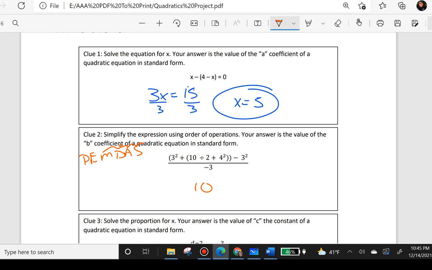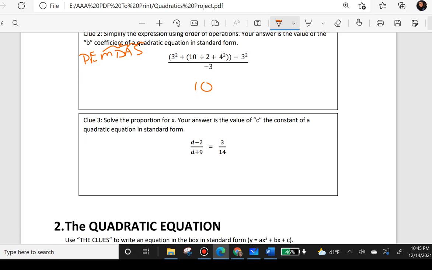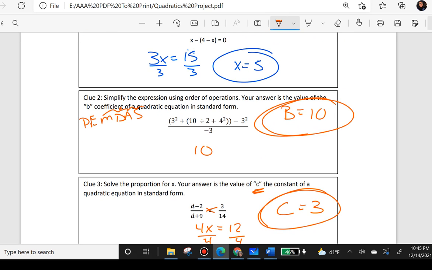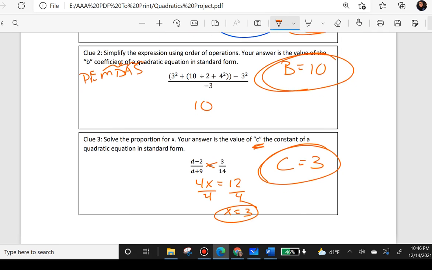All right, and then the next thing I need to do is to solve this proportion. Hopefully you remember how to solve a proportion. Cross multiply, and let's say in the end I get 4x equals 12. Again, I solve, and I get x equals 3. These are completely false answers. But this is C, so C is 3. B is 10, from here. And then the first one, A, I got 5. All right, so these are my 3 answers.